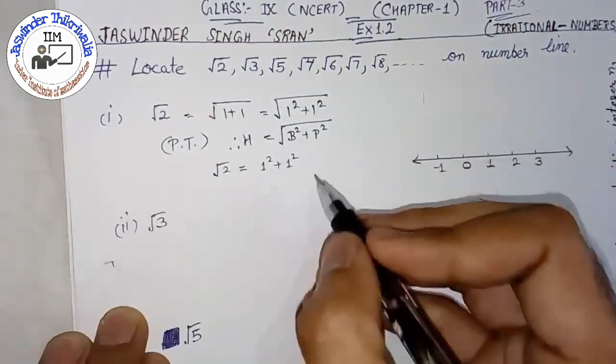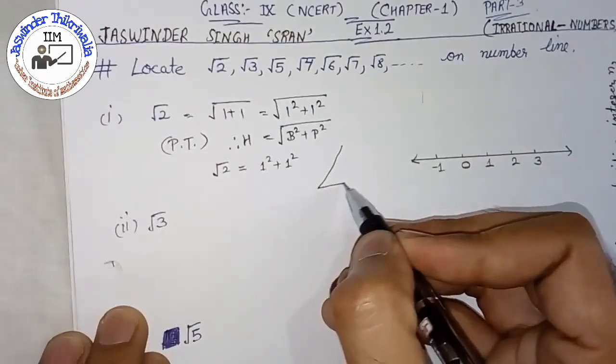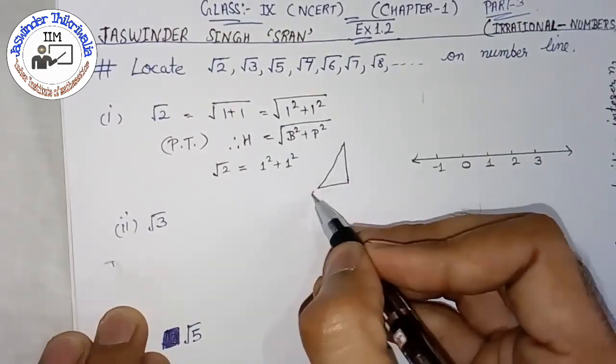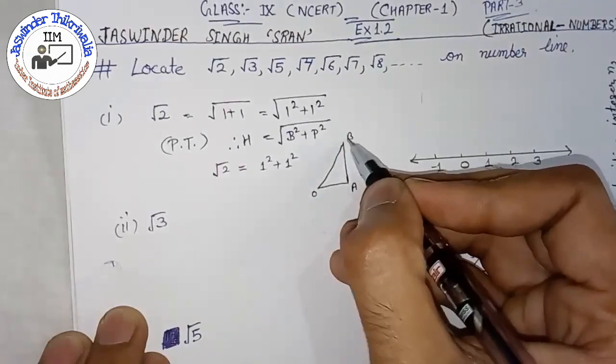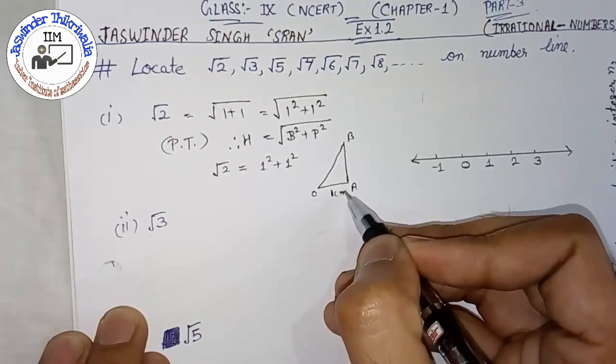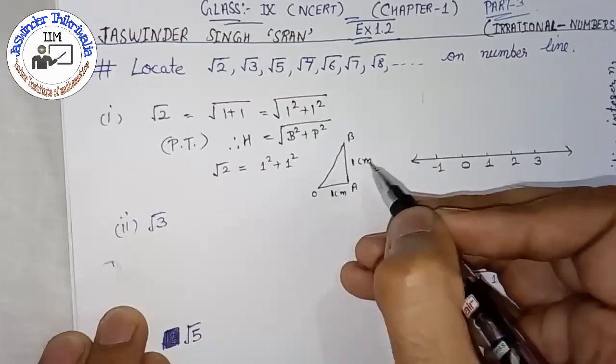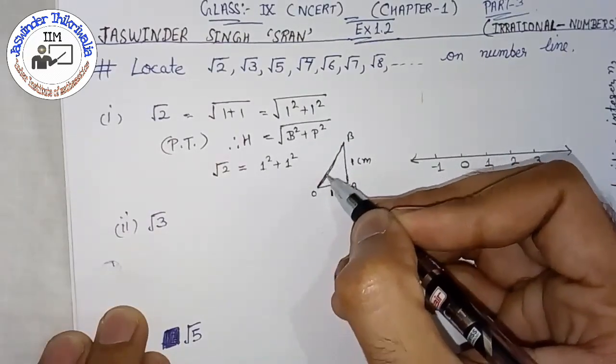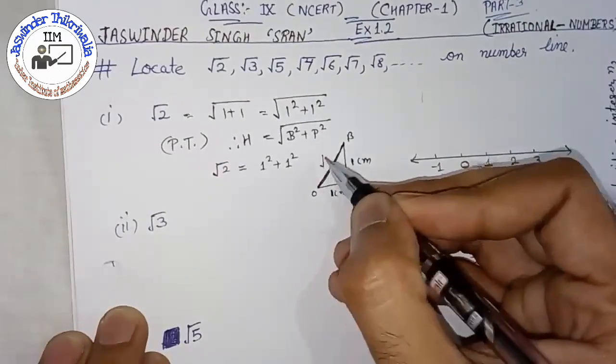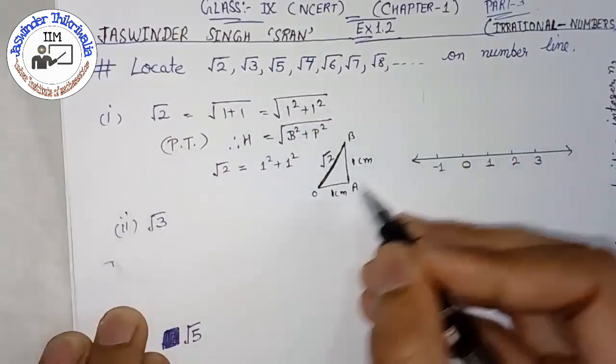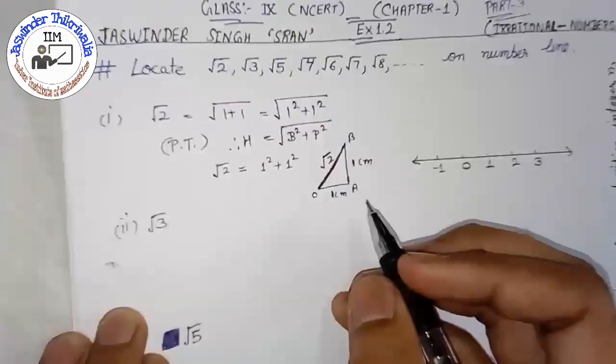Okay, so for this we will make a small triangle, and we will give it the name OAB. This base is 1 centimeter, this perpendicular is 1 centimeter, and this longest side will be under root 2 by the Pythagoras theorem.